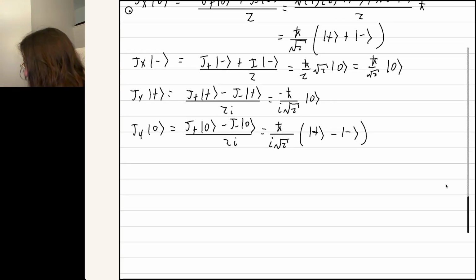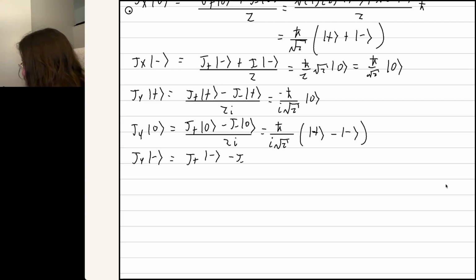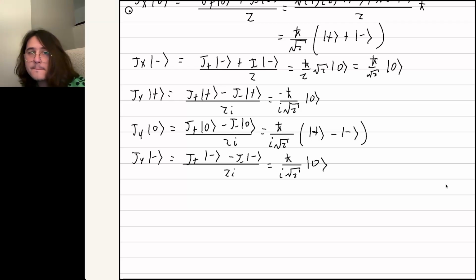And then with jy operating on the minus, you have a j plus operating on a minus and a j minus operating on a minus over 2i. The j plus will raise it to 0, and you'll have h bar over i root 2 times the 0 vector. Okay.